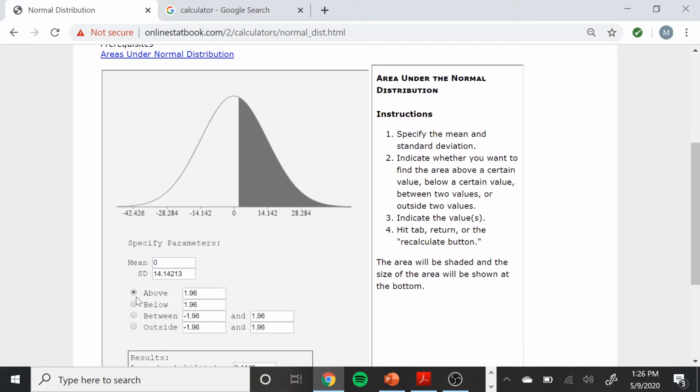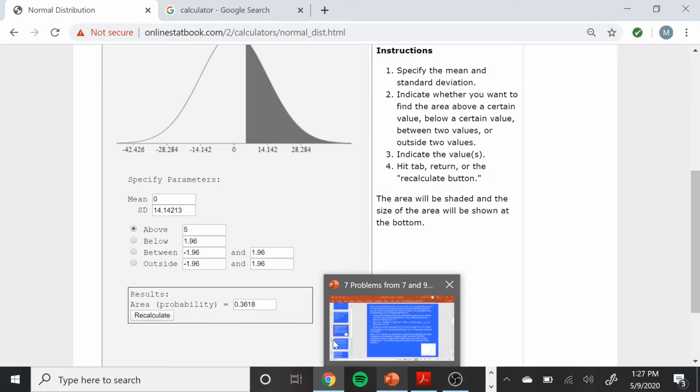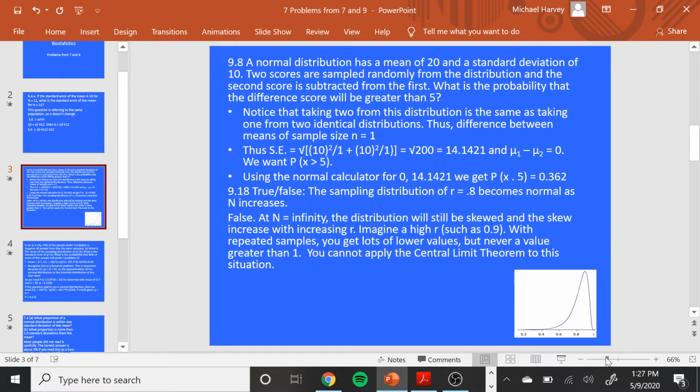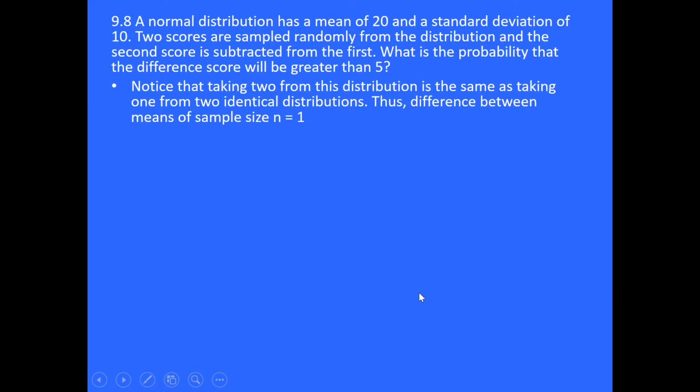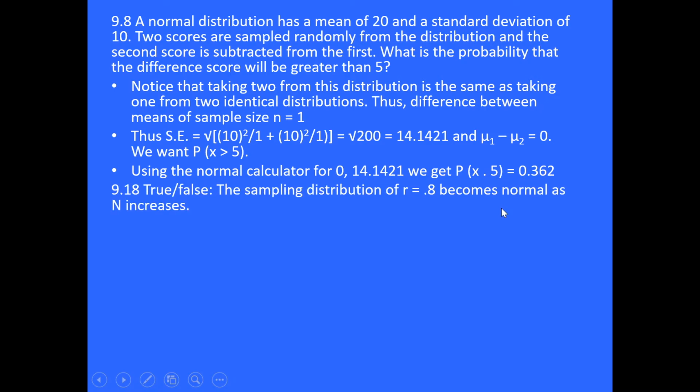All right, now what we want is the probability of values above 5. All right, there it is. And there's the probability. So 0.3618 is the answer. Or if you rounded it off to 3 decimals, it would be 0.362. All right, so using the normal calculator, you get 0.362.